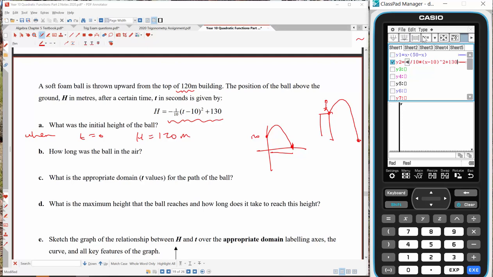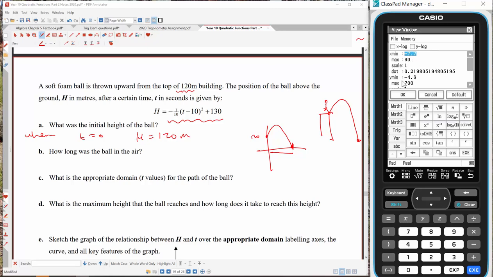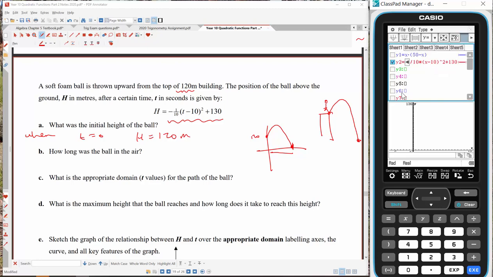All right, so let's think about our domain. The ball starts at a height of 120. So what's our top y value going to be? Maybe it goes up to 140, 20 meters higher than it starts. I'm not sure. How long will it be in the air for? Currently, the x maximum value is 60. That's a long time to be in the air. I reckon 20 seconds maybe. So we'll go okay, and let's just see if we can get the graph.